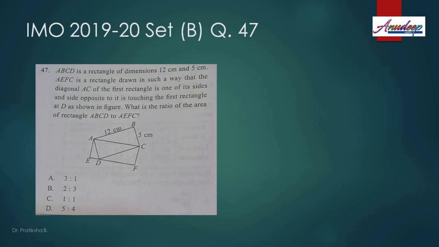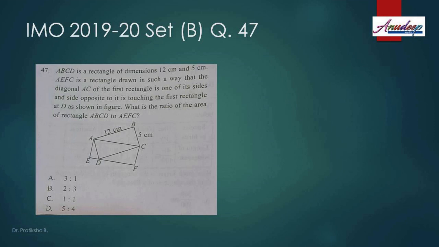This question is from IMO 2019-20 Set B, question number 47. And the question is, ABCD is a rectangle of dimension 12 centimeter and 5 centimeter. AEFC is a rectangle drawn in such a way that the diagonal AC of the first rectangle is one of its sides and the side opposite to it is touching the first rectangle at D. What is the ratio of the area of the two rectangles ABCD and AEFC?